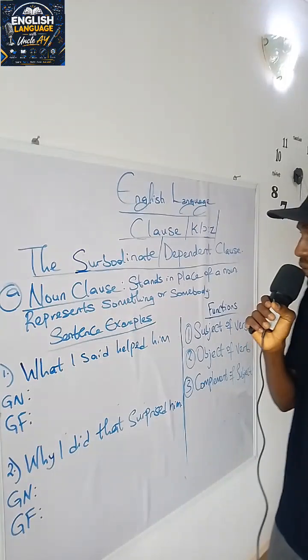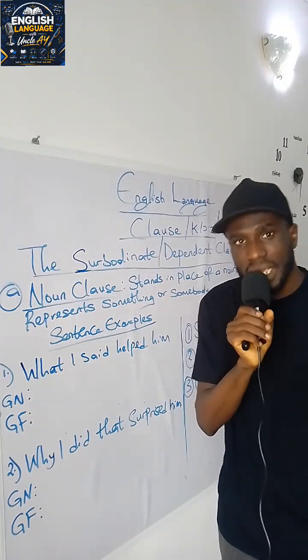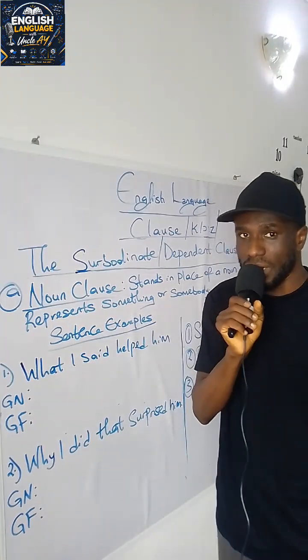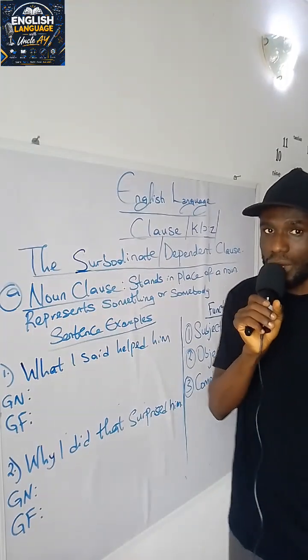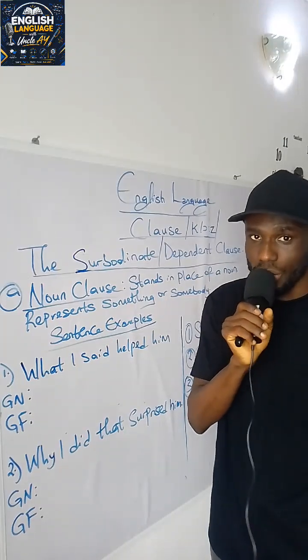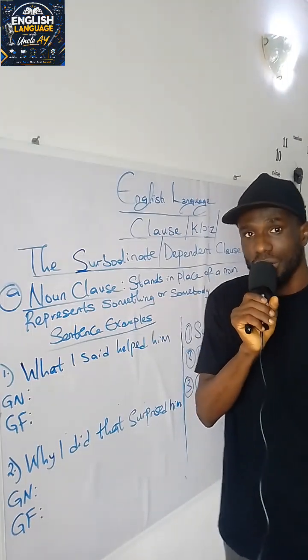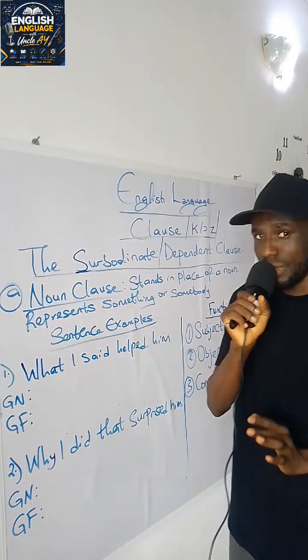So let's just look at the very first one, which is the noun clause. So what is a noun clause? A noun clause is one that stands in place of a noun. A noun clause does represent something or somebody. A noun clause is one that stands in place of a noun and of course represents somebody or something. So that's a clear definition.